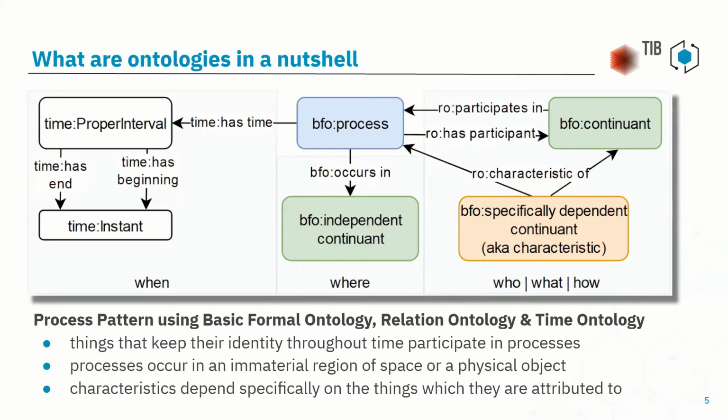So we have a process, a very abstract class from the Basic Formal Ontology, and we have the other very abstract class called continuant, which is basically a thing that keeps its identity throughout time. And such continuants participate in processes, and both processes and continuants can have attributes, which basically are characteristics that specifically depend on those things. And if those things stop to exist, then since the attributes are specifically dependent on those, they also cease to exist.